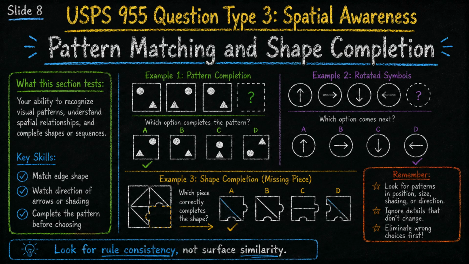If the arrow turns 90 degrees each step, the next arrow should continue the turn. If the sequence alternates between shape positions, the missing option must continue that rule. The key phrase is, look for rule consistency, not surface similarity. A correct answer follows the rule. A tempting answer only looks similar.